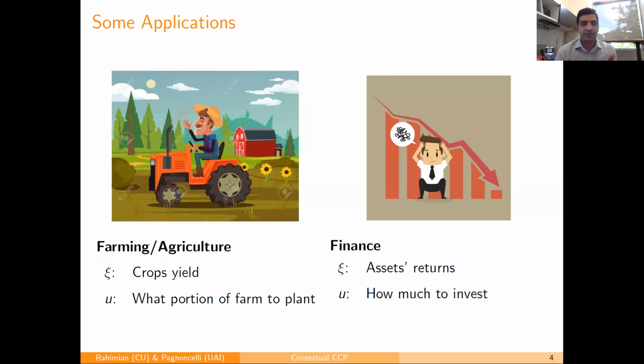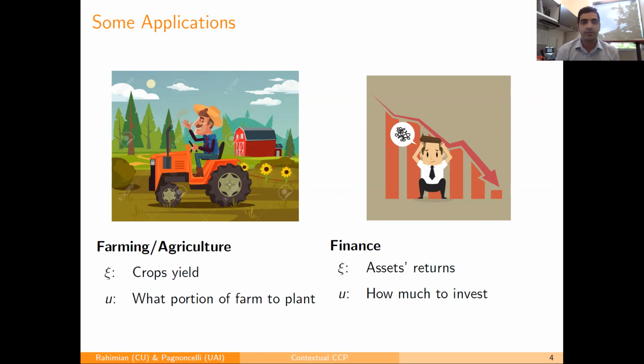Let me focus first on a problem that arises in farming or agriculture. Suppose that you want to come up with a plan to decide what portion of a farm to plant, let's say, soybean and corn, in order to have a total yield of a certain number with a high probability, where the thing that is random in this setting is the crop yield.